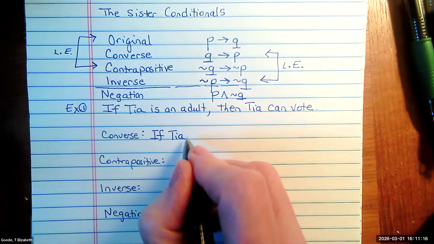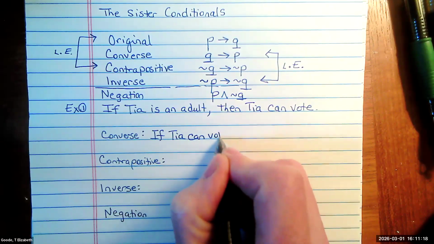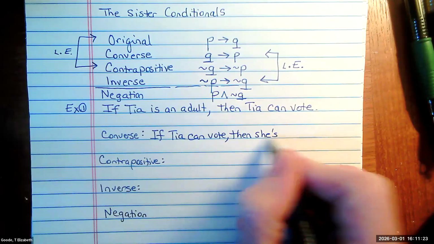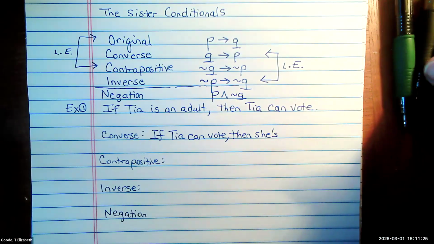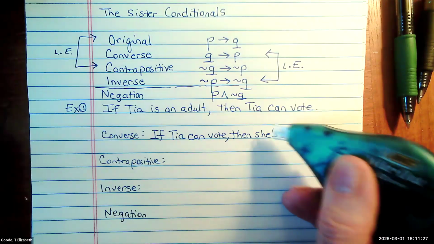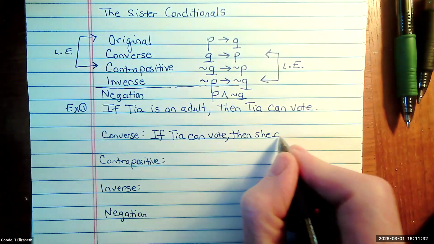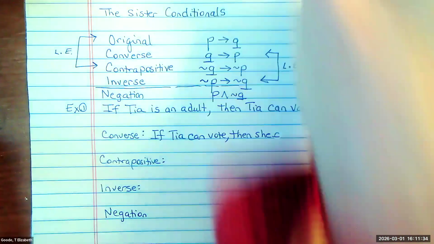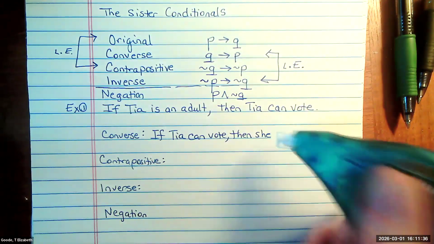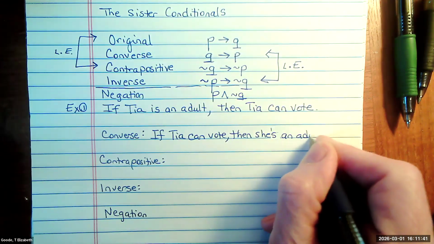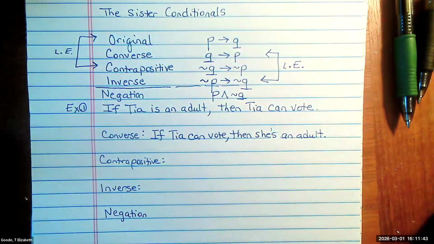If Tia can vote, then she's an adult. Good. Yeah, it's fine to say she. If Tia can vote, then she's an adult. That is just fine. It's okay to use contractions. Oh, then she can vote. I don't need a contraction there. Getting too excited here. No, she's an adult. I do need a contraction. She's an adult. Perfect. I'll catch up with you.